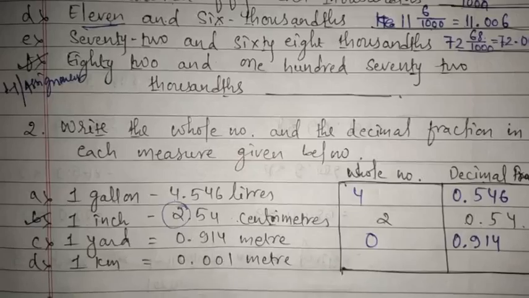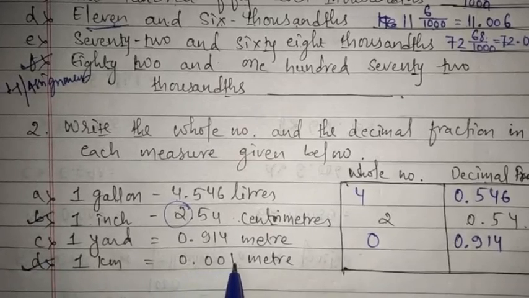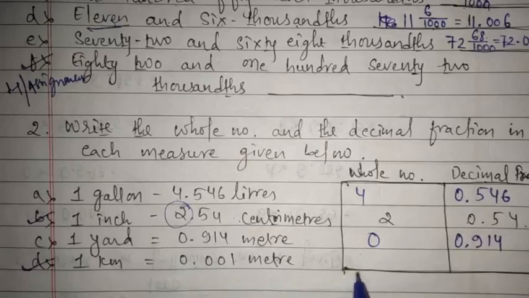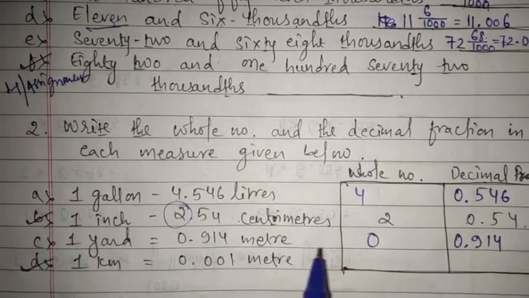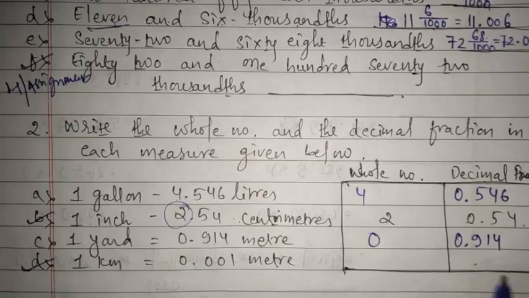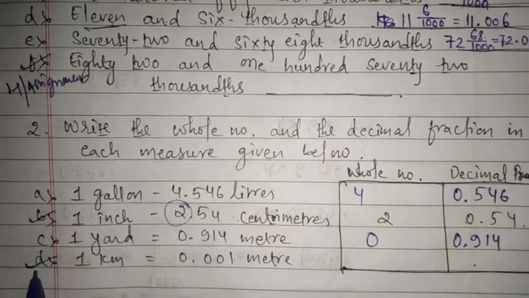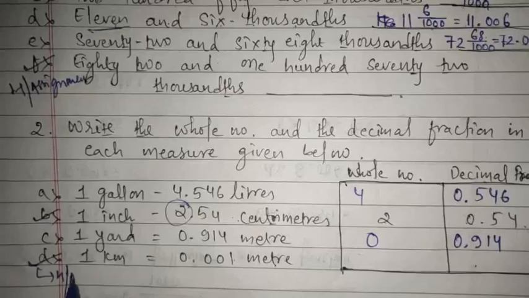Making sense, right? 1 kilometer is equal to 0.01 meter. So the whole number here you can identify, I guess. The decimal fraction you can identify, I guess. So this will be your homework, home assignment. Okay.